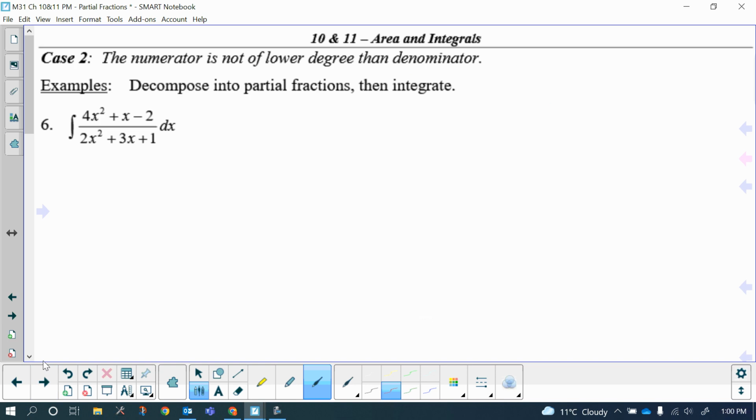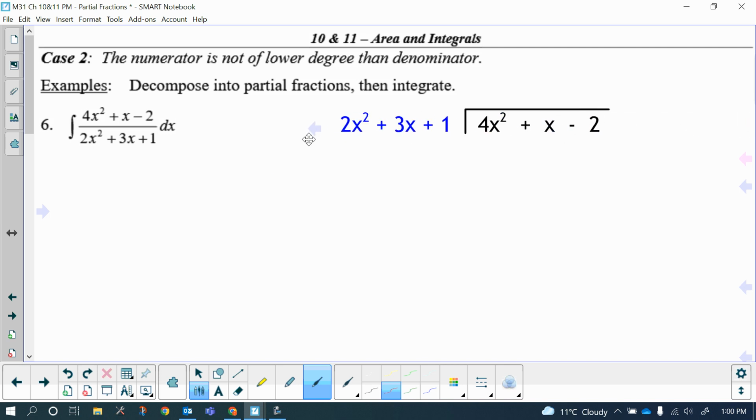We have one final example before a couple check your understanding questions. So here we have case 2, where the numerator is not of lower degree than the denominator. Same degree means we need to take an additional step. Or higher degree, we would do exactly the same thing. What we'll do is we'll actually do some long division in order to simplify this expression a little bit.